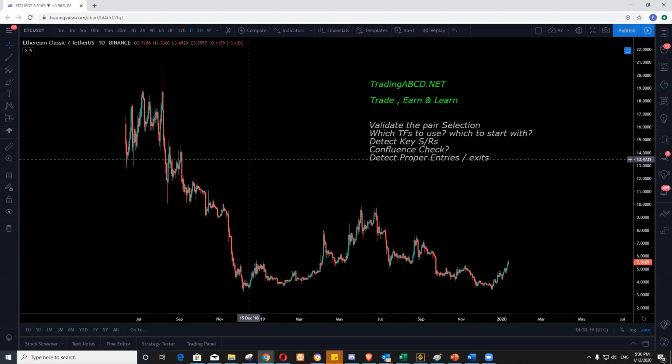Ethereum Classic has two pairs. It has the USDT and the Bitcoin pair. Personally, when I am trading mid caps and big caps, I prefer to use the USDT pair because usually their charts are very clean and very clear.